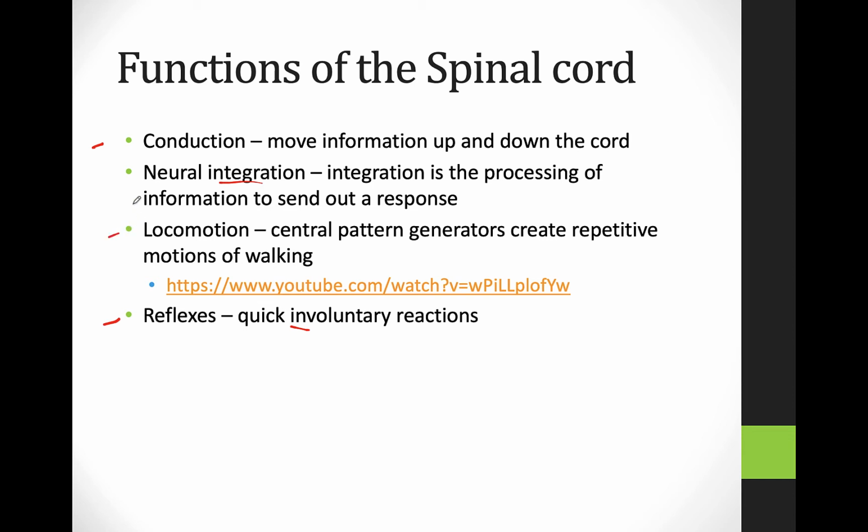Our spinal cord is also involved in locomotion, so central pattern generators. These are types of reflexes where repetitive motions of walking actually generate the gait that we use. So this is a really cool video. It's a decerebrate cat. The link is also posted in D2L under study materials. And you can see this cat's brain has been severed from its spinal cord. That's what decerebrate means. And so the cat is still able to walk and run, even though it's not sending that information to the brain. It's the body and the spinal cord that determine your patterns of movement.